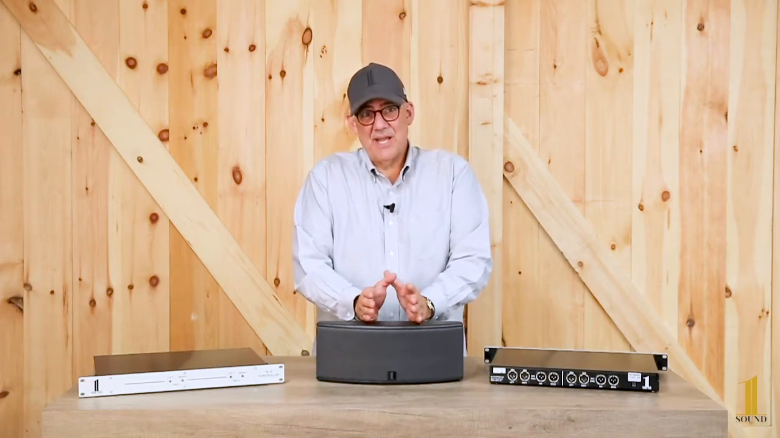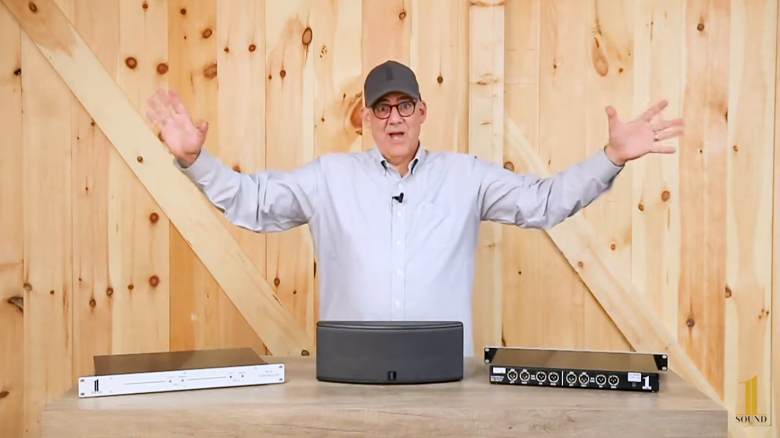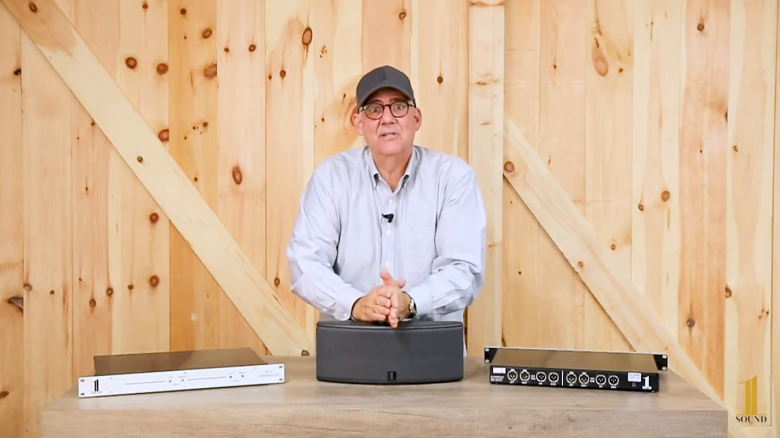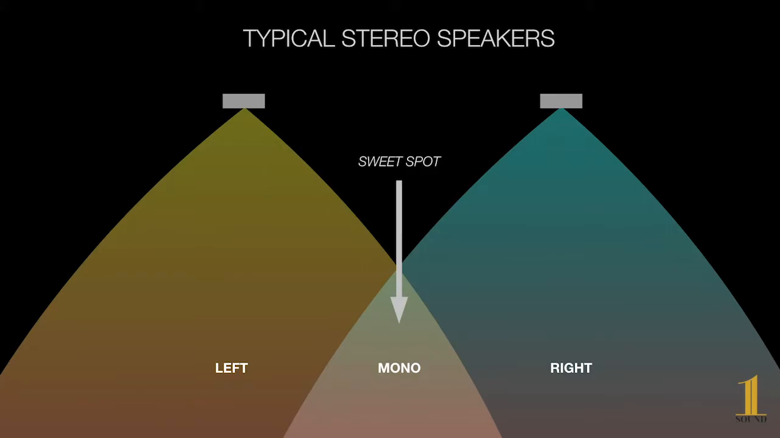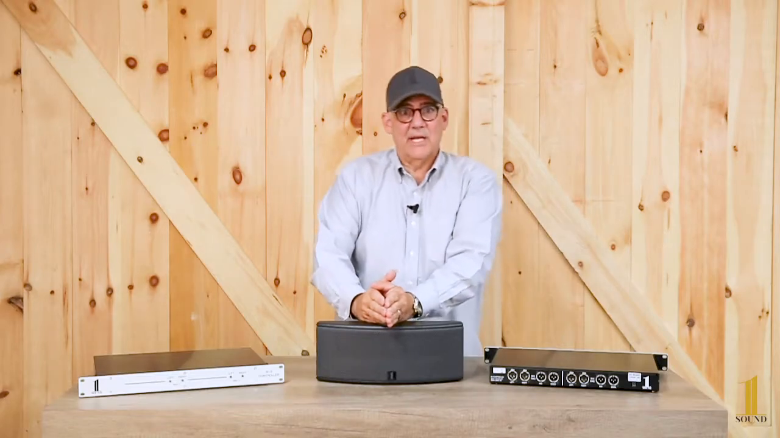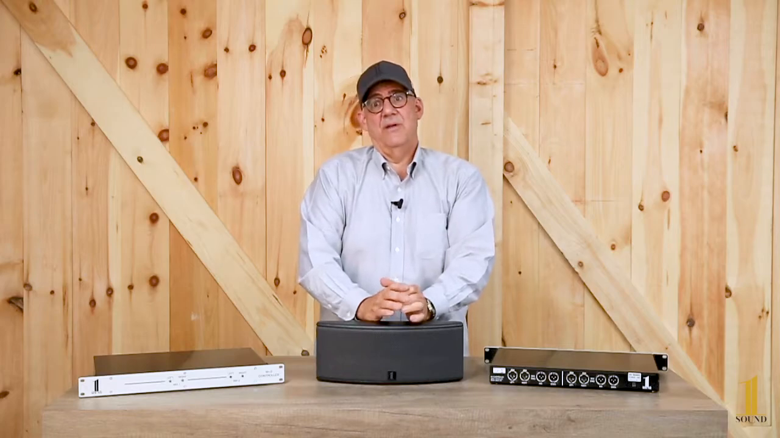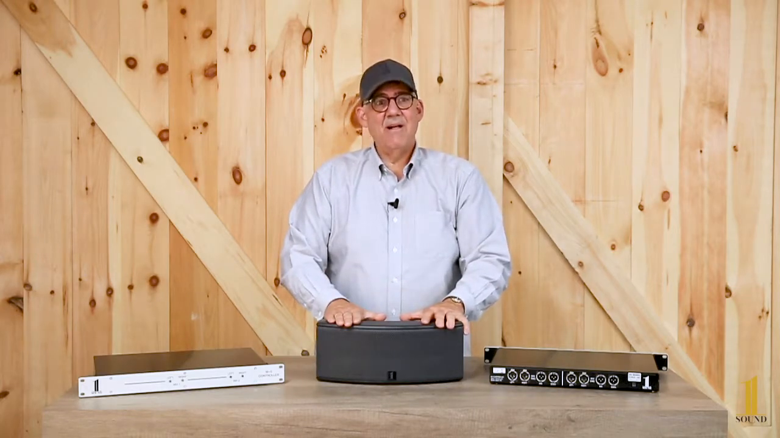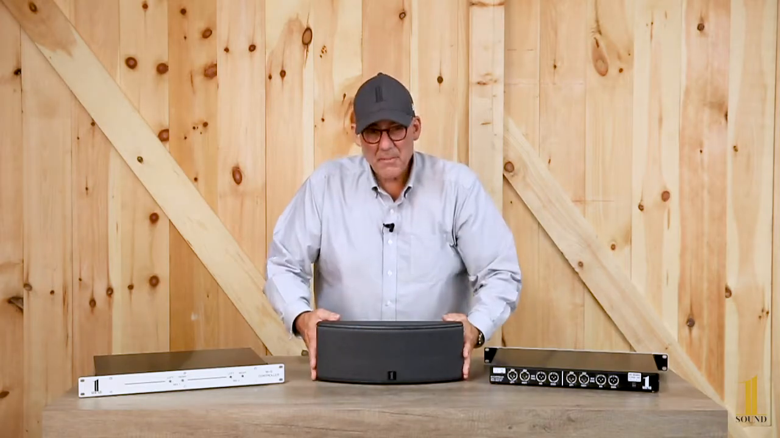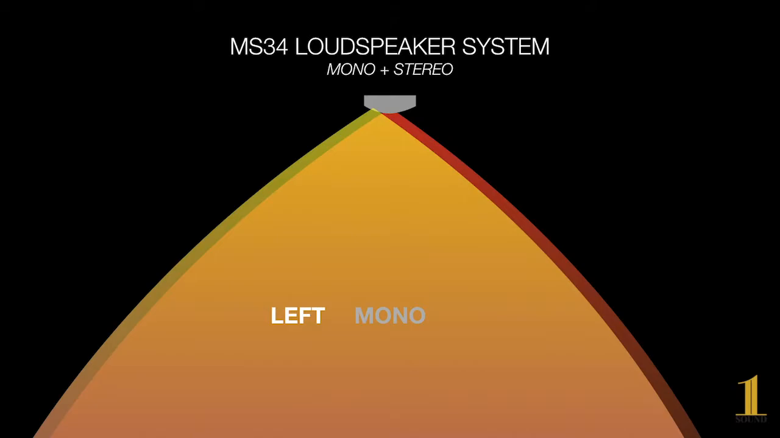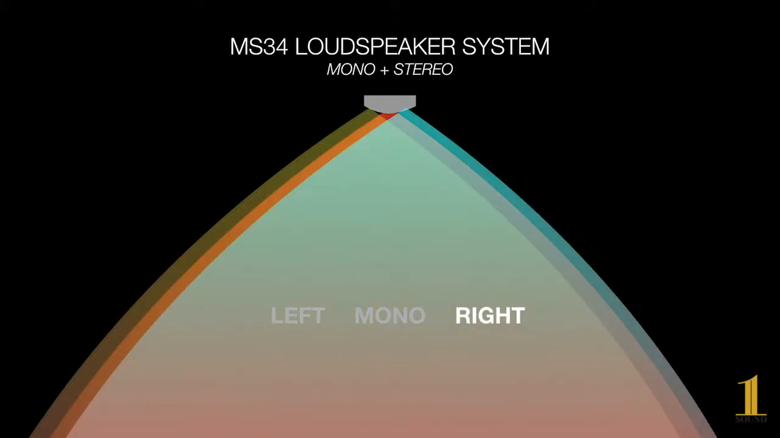In a stereo scenario where you have a left and a right, the mono is only in the center of what we call the sweet spot. So when people are listening to a set of stereo speakers, they have to kind of go like this to make sure they're in the one spot where the mono is coherent. With MS technology, the mono plus the stereo is coherent in the same field. So you don't need to be center to hear the mono. You can be off axis at 80 degrees, and you're going to hear the stereo plus the mono.